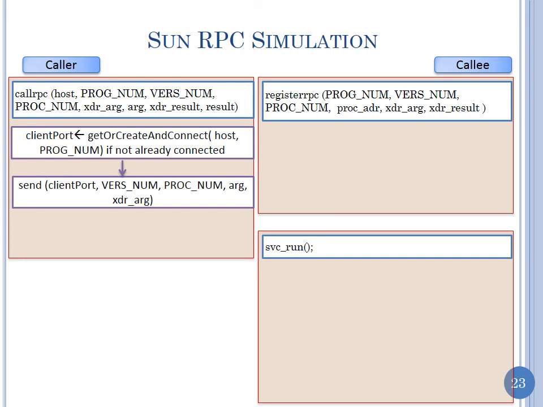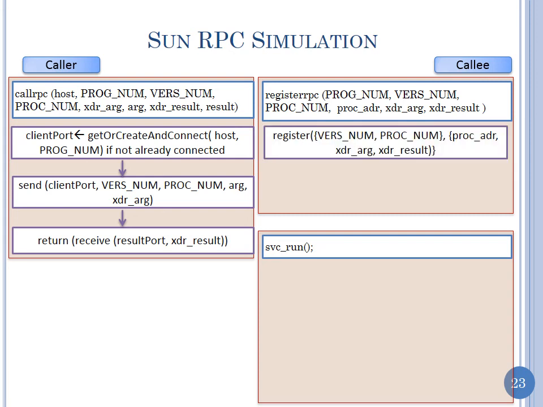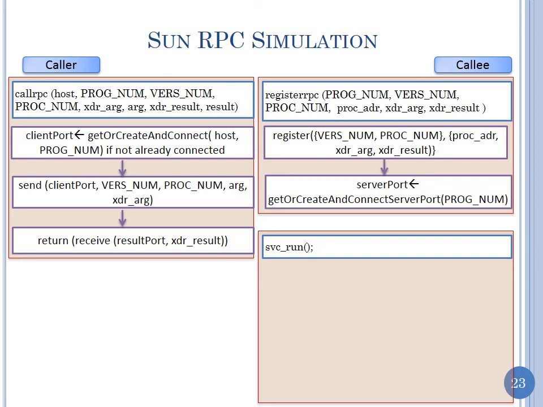And we will then send our values to that port using the serializer that has been given. And we'll receive the value after that using the deserializer that has been given. And at the callee end, we're going to do a registration. Some local tables are going to change, where we bind a procedure address with the version number and procedure number. And we bind it with XDR arg and XDR result. And then we're going to again create a port at the other end of the port.